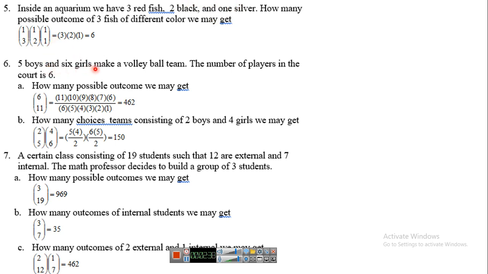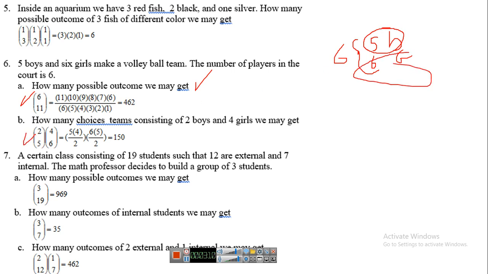5 boys and 6 girls make a volleyball team. The number of players on the court is 6. So I want to pick 6 out of 5 boys and 6 girls. How many possible outcomes may we get? So it's 6 out of 11. Combination, order is not important. If I want 2 boys, I have 5 boys, so 2 out of 5, and 4 girls, 4 out of 6.